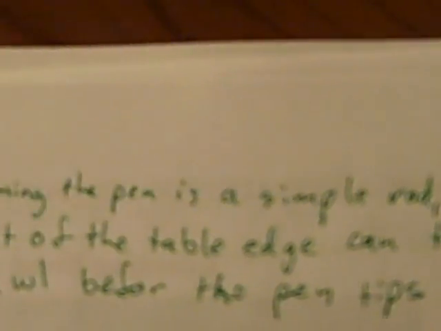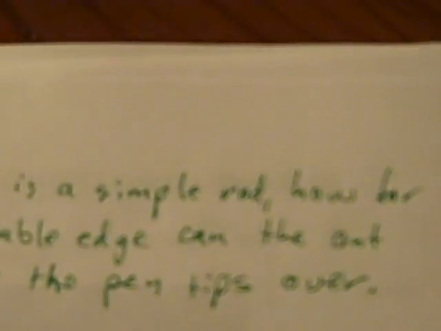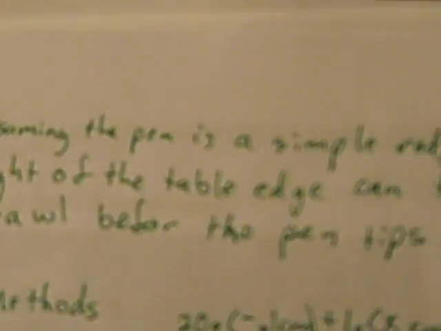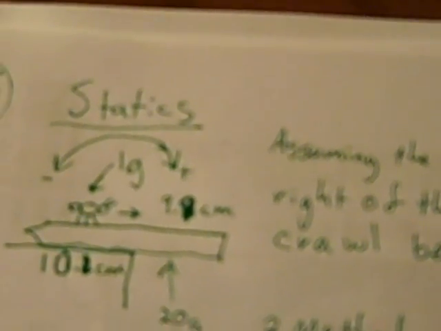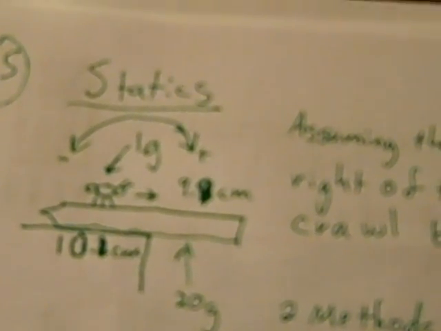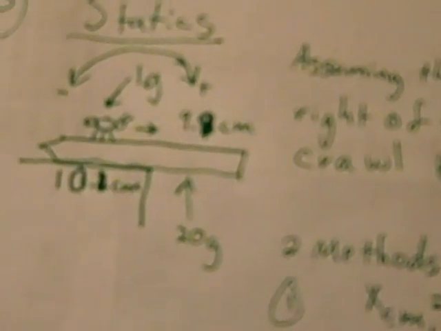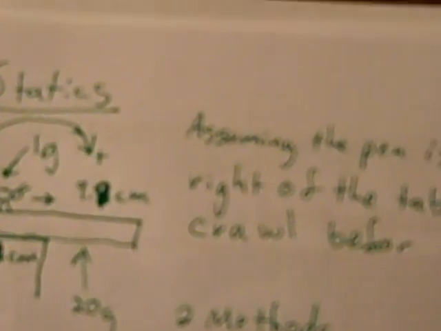The question is, how far right of the table edge can the ant crawl before the pen tips over? Right, so relatively straightforward problem. I want to know how far right of the table edge a 1 gram ant can crawl on a 20 gram pen before it tips over.